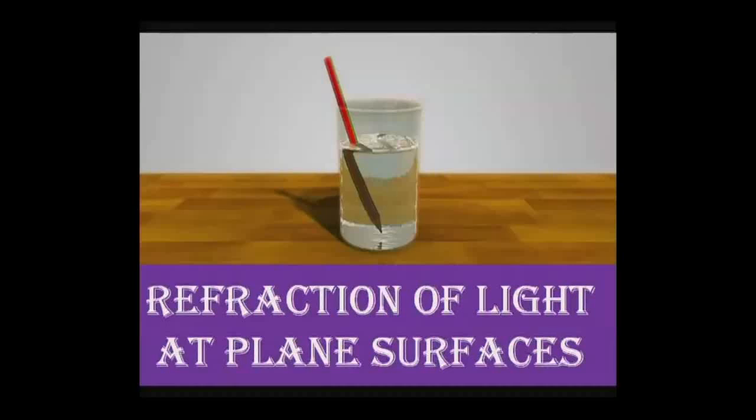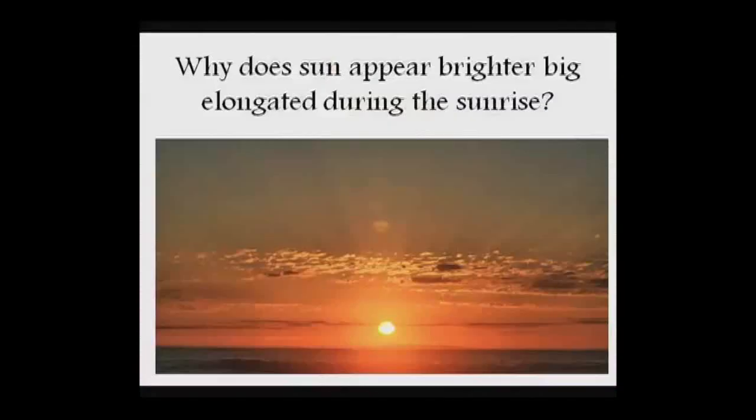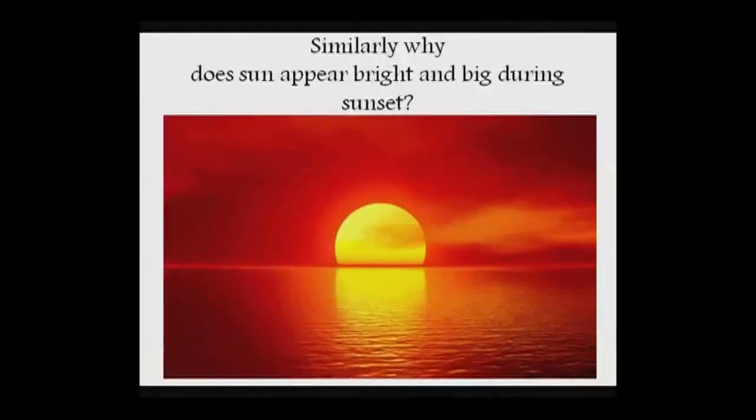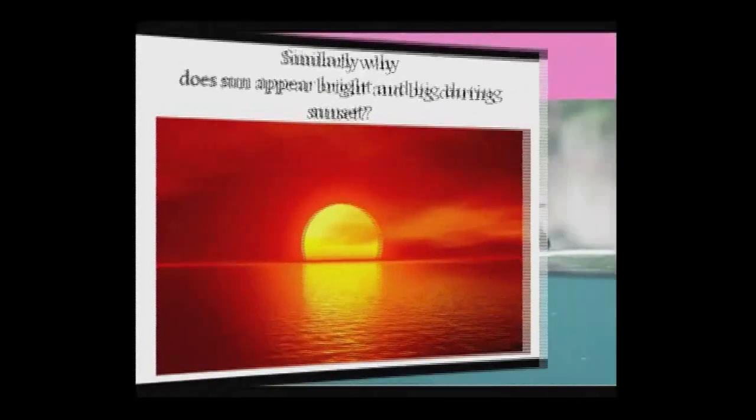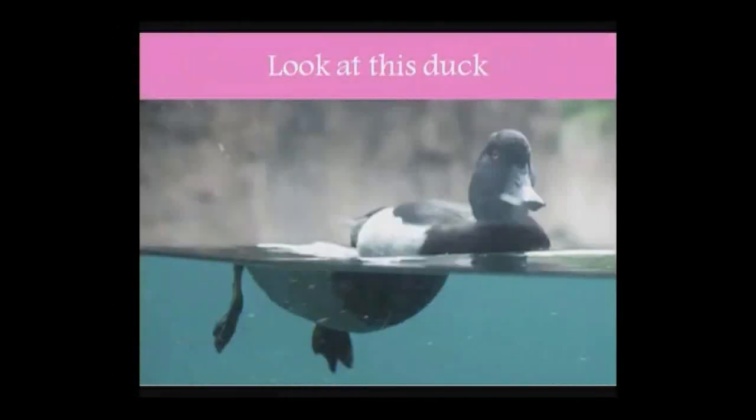be broken. It is our common observation in the morning during the sunrise that sun appears brighter, big, elongated. Why? Similarly, sun appears bright, big during sunset. Why does it happen? Look at this duck.